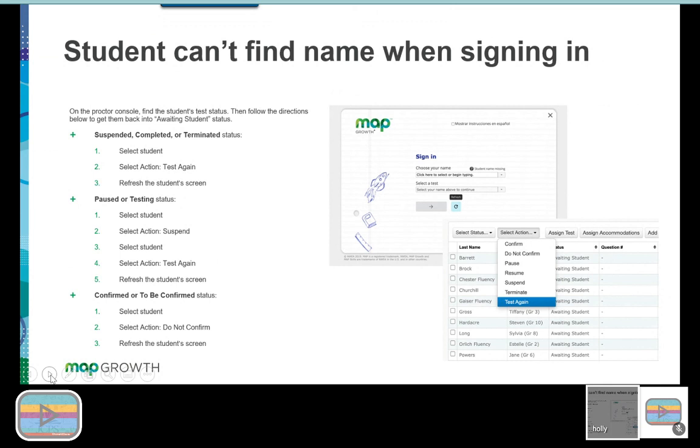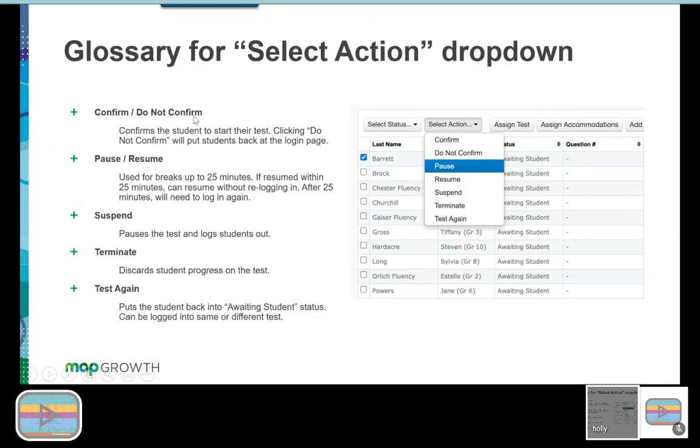Been a while for some of you. And then one thing we always like to call out is the glossary for the actions. Pause and resume can be used for breaks up to 25 minutes. If you use suspend, you're going to want to use test again. I don't want people to be afraid of the test again button. It goes hand in hand with the word suspend.